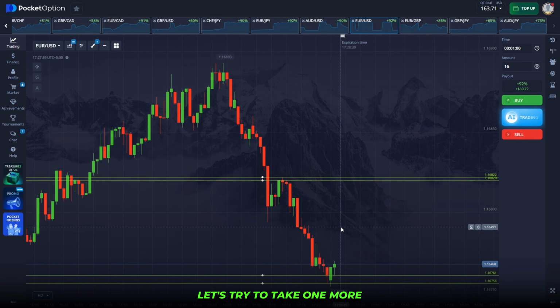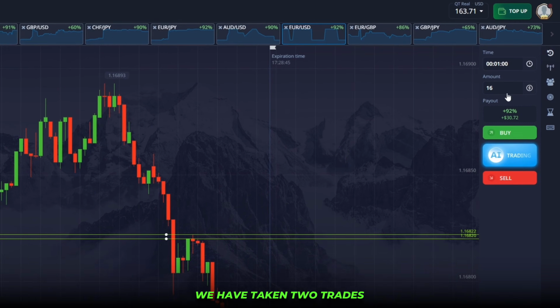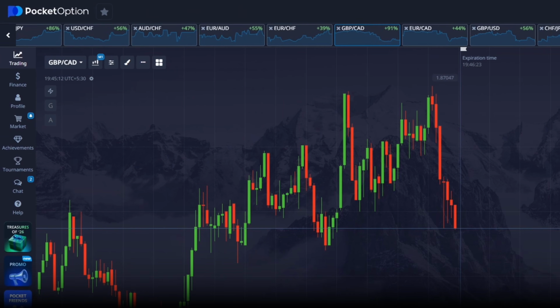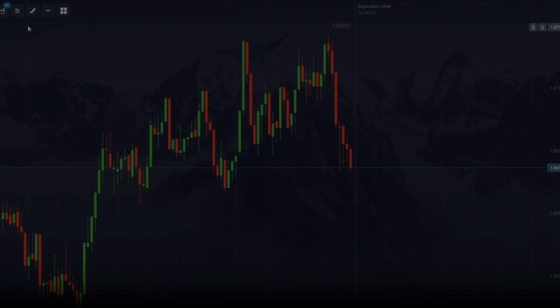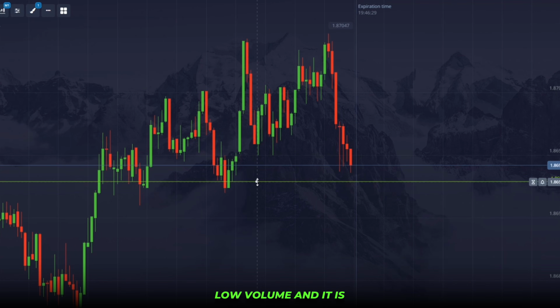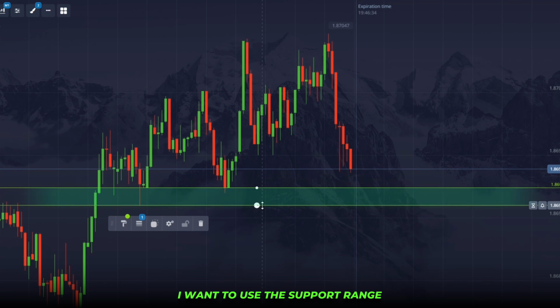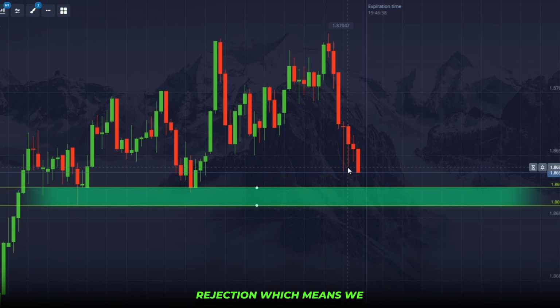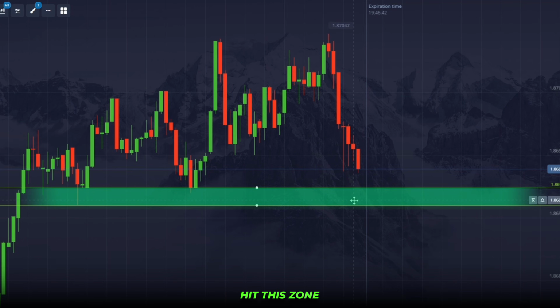Let's try to take one more trade and then we will end this session. Currently we are in loss because we have taken two trades and the second trade was in loss. Currently, I'm watching the British Pound CAD chart and I have a trade opportunity here. I can see that price is low volume and it is moving in a range. So I want to use the support range to place a reversal trade. I can see multiple rejections, which means we can expect a 1 minute reversal if price hits this zone.